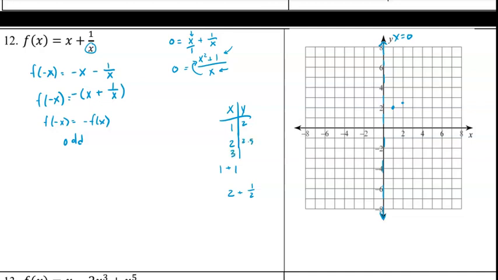2.5. And then I can go ahead and find 3. And notice what happens. 3 and 1/3. 3 and 1/3 is going to be right here. And then let's go ahead and I'm going to try some fractions.